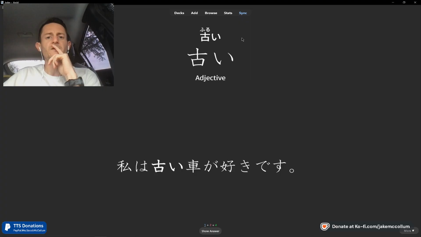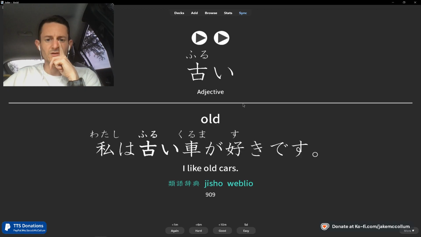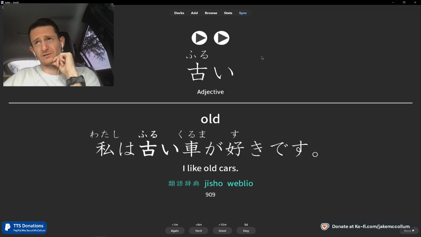Furui. Furui? Furui. This is the kanji for dirt, I think. Dirty? Is it dirty? Furui? 古い. Old. 私は古い車が好きです. That is so disrespectful.